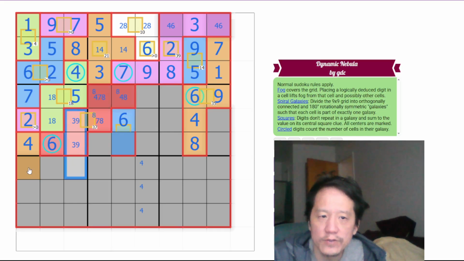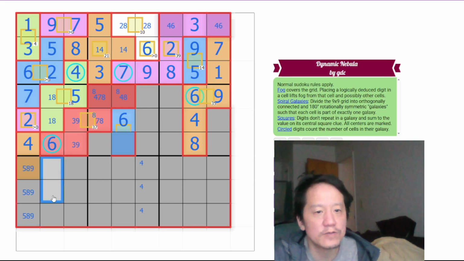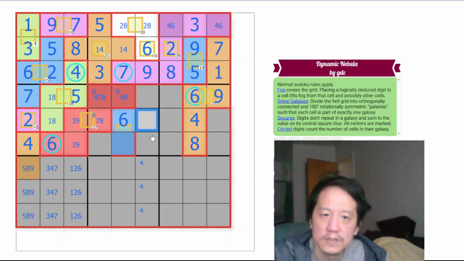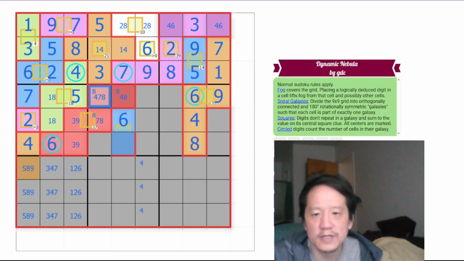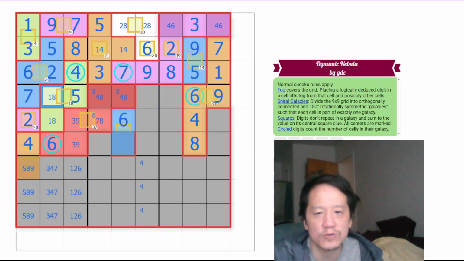3 and 9. The rest of these digits are 5, 8, and 9. The rest of column 2 is 3, 4, and... not 6. 3, 4, and 7. The rest of column 3 is 1, 2, and 6. This can't be 7 anymore. We have a 4, 8, 4, 8 pair in box 5, which eliminates 4 and 8 in the rest of the box, and the rest of the 4 and 8 in the rest of the row. So this is 1, this is 8.